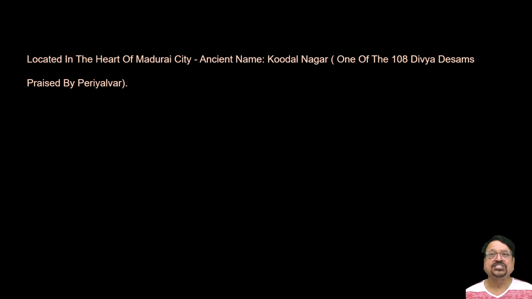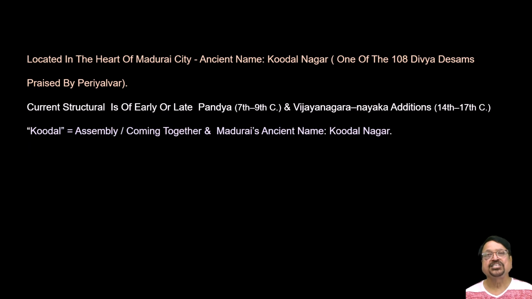The name Koodhal Azhagar has come because of the earlier name of the Madurai temple itself. Madurai was earlier called Koodhal Nagar. So it was Koodhal Azhagar. It is one of the 108 Divya Desams. So it is very important from the tradition point of view.